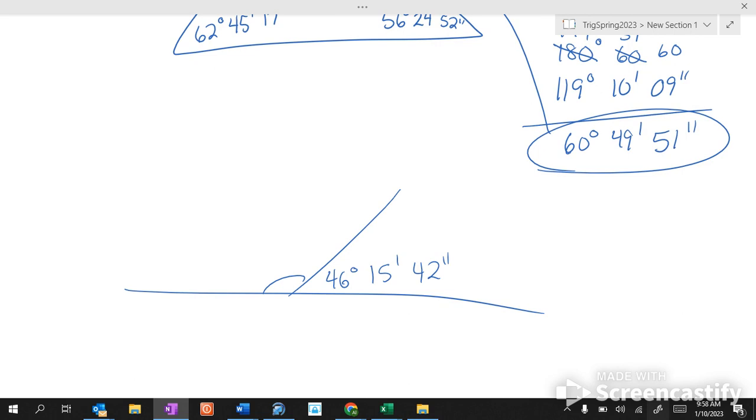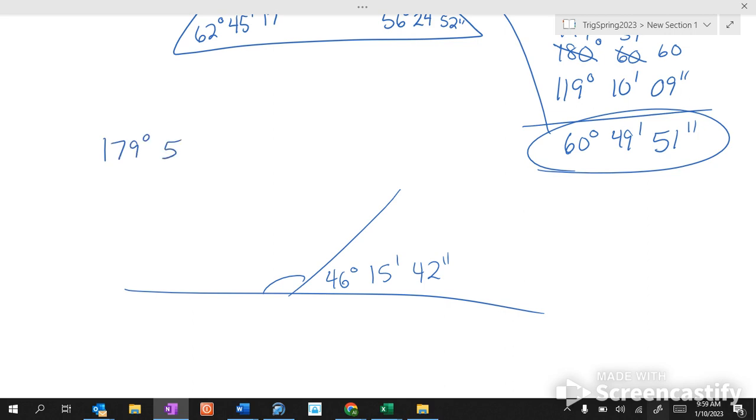What's the missing angle over here? So what would you do to find that missing angle? Well, how many degrees are in a straight line? 180. So if this is 180, okay, and if this was 26, I'd take 180 minus 26. Well, it's 46 degrees, 15 minutes, 42 seconds. So I take 180 minus it.